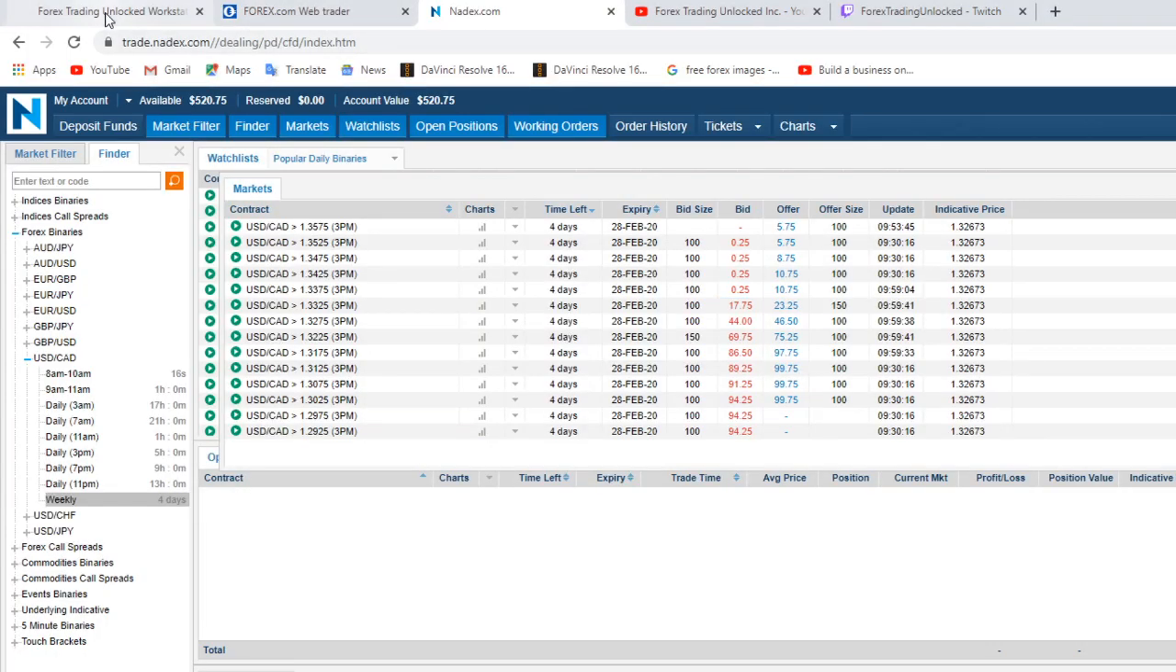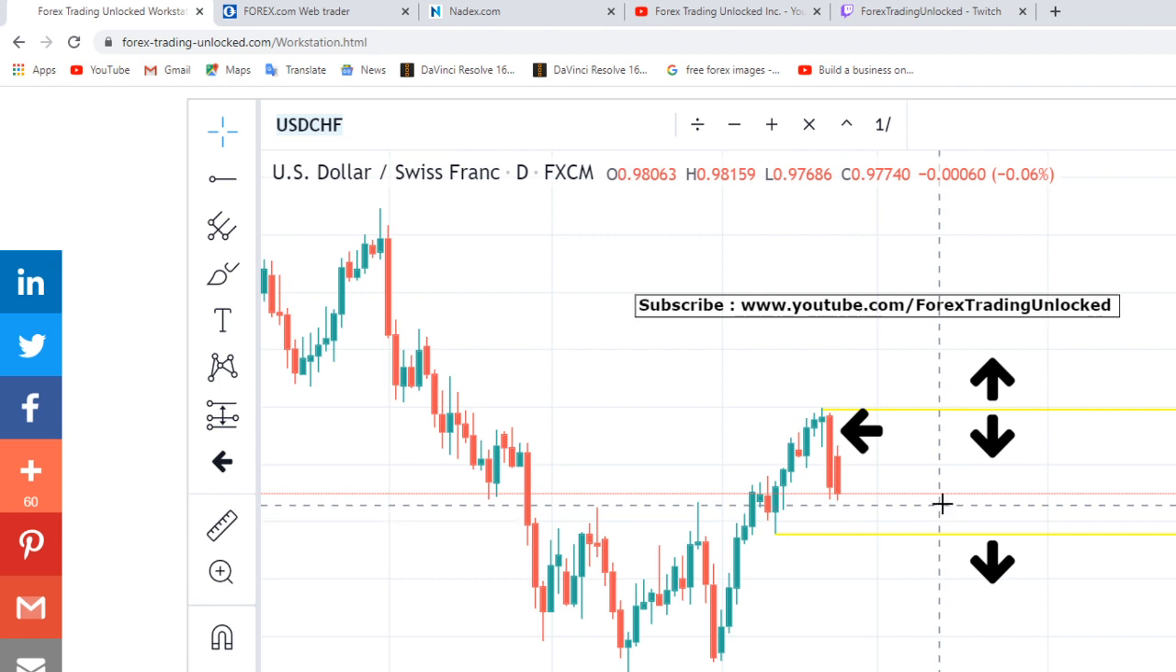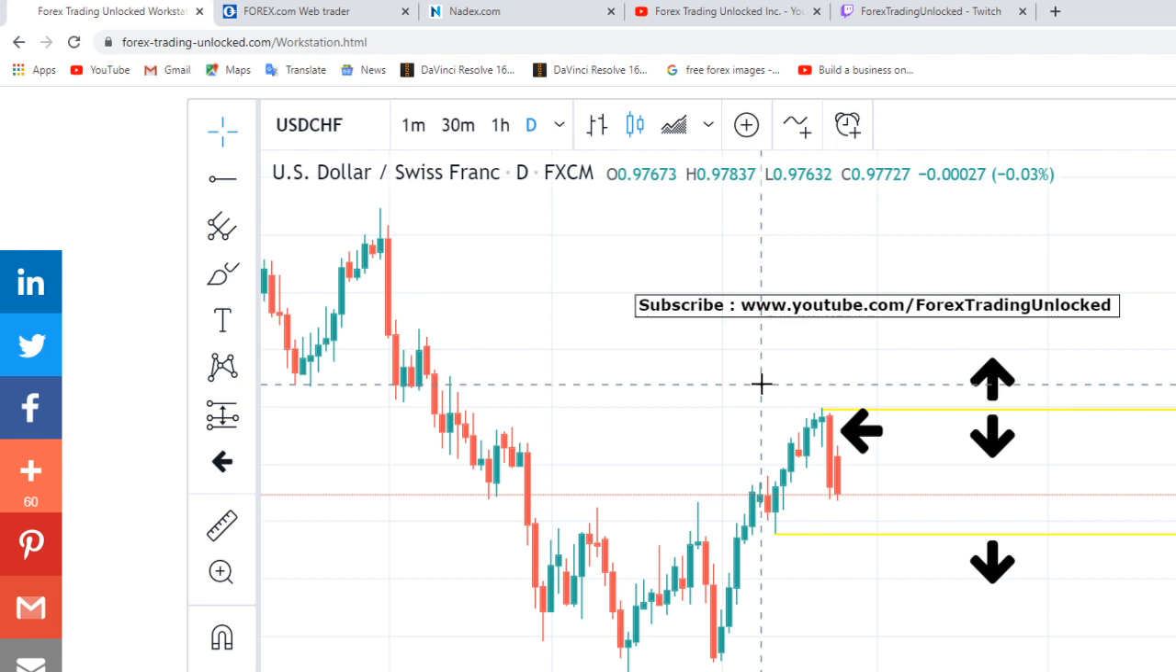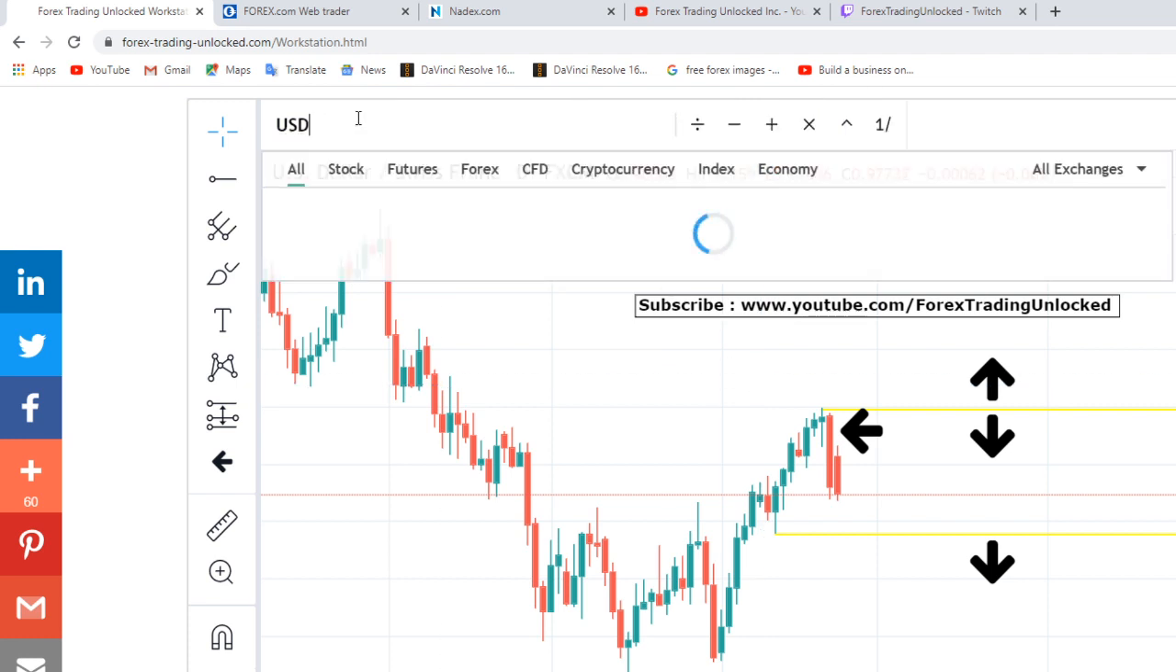So anyhow, we're going to go back to our analysis here before we get into the live trades and possible trades that we're going to put on as well. So we have the US dollar Swiss, which is a bear. We've covered the European ones. Now here's something you've got to think about.